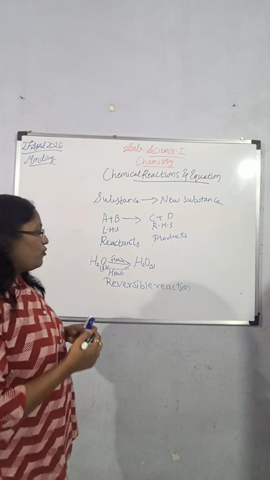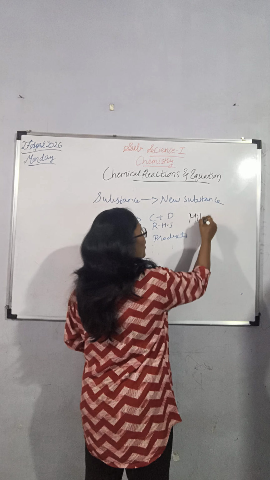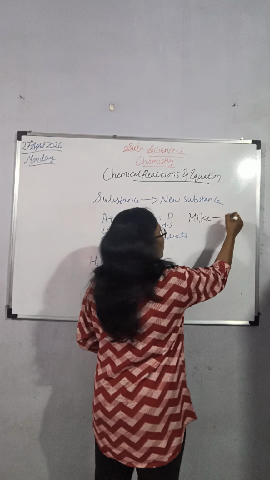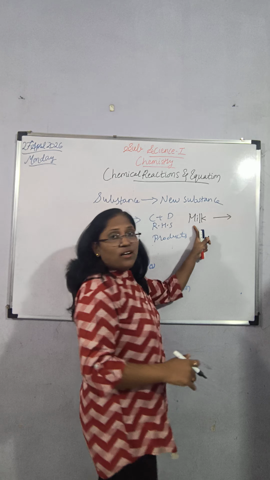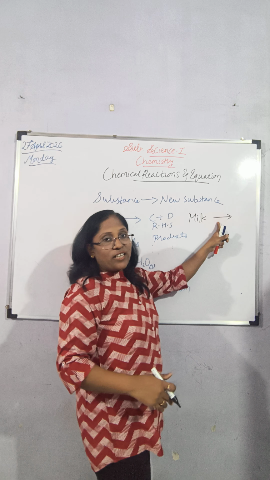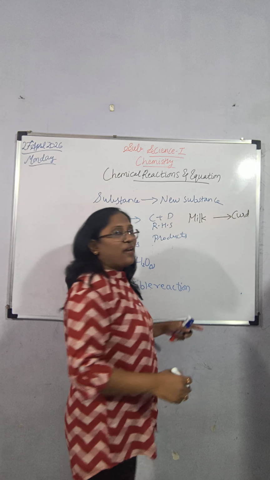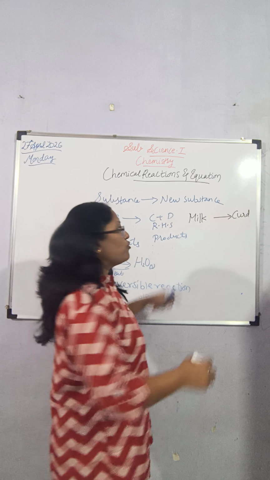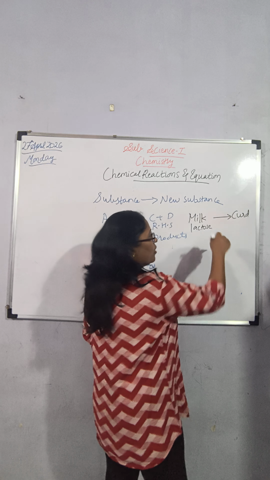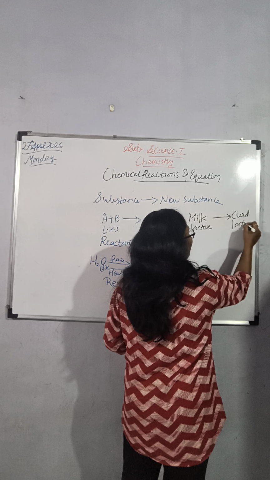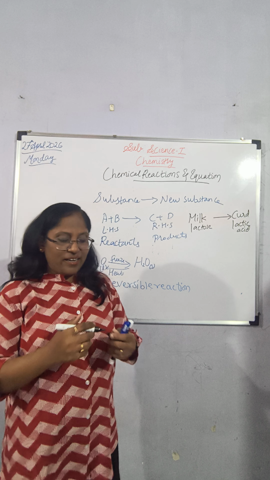Example I would like to give about milk. Milk on fermentation gives what? It gives curd. That means milk contains one sugar called lactose. Lactose is converted into lactic acid.